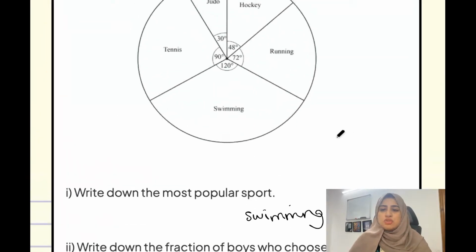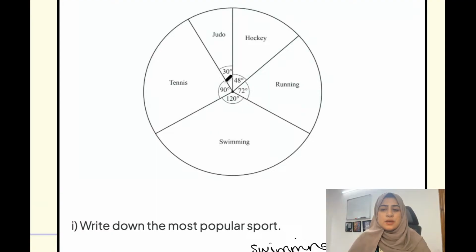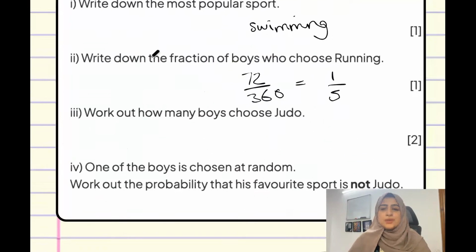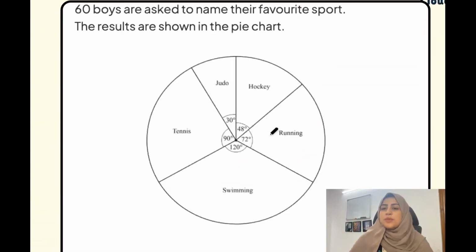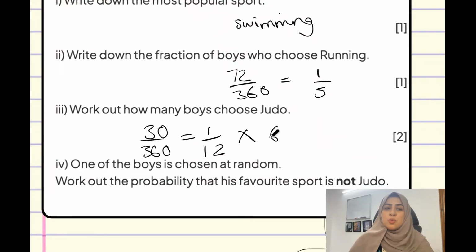How many boys choose judo? So here we would do 30 over 360, but there's 60 boys in total. That would give us the fraction of the boys that we need. Okay, so 30 over 360 is the same as 1/12. So we want 1/12 of the amount of boys we have, which is 60 boys. So 1/12 of 60 is 5. So that's how many boys choose judo.